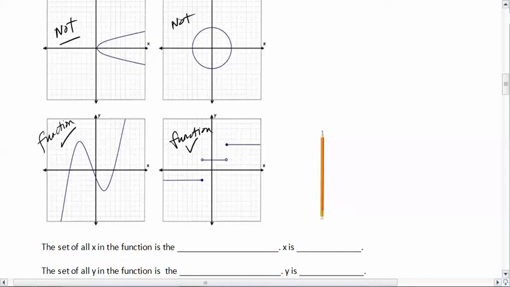If these were filled in, this would not be a function because we would have more than one value for y.